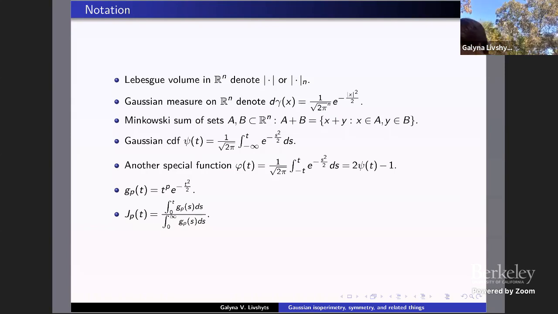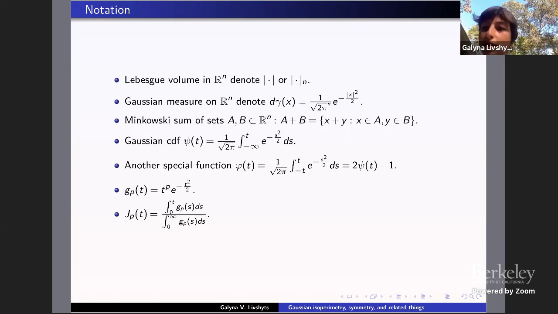By psi, I will denote the Gaussian CDF, which is written over here. Some people occasionally use capital phi. Sometimes it's psi, sometimes I'm not sure, so anyway, I use psi. And there are a few more special functions written here that will be mentioned in the talk a few times.